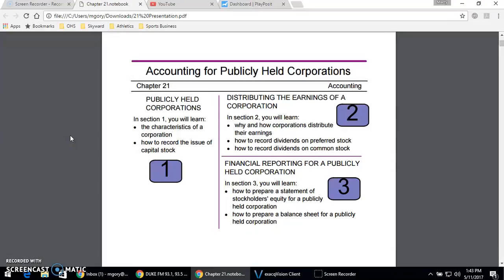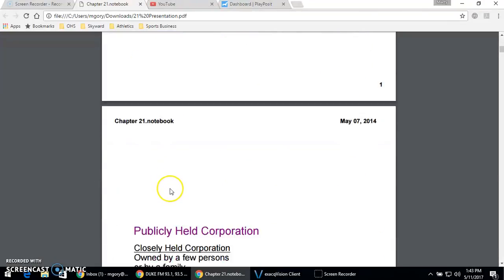And then in Section 2, distributing the earnings of the corporation, we will talk about dividends and how dividends is very similar to drawing in the form of a sole proprietorship. So those two are very similar in that regard. And then the financial reporting for publicly held corporations, which is the statement of stockholders' equity, as well as preparing a balance sheet for a publicly held corporation. So let's go ahead and get started here.